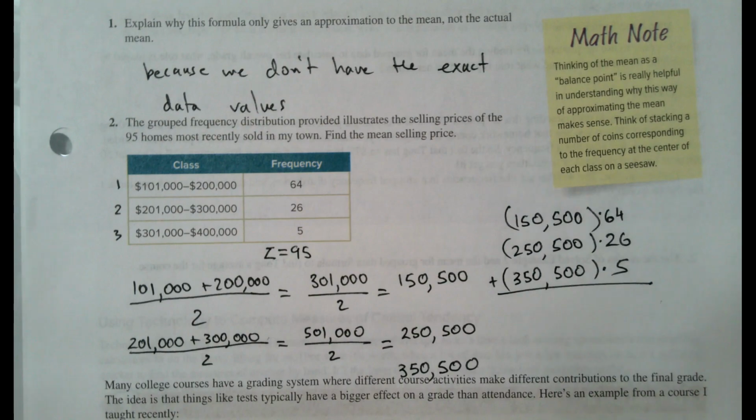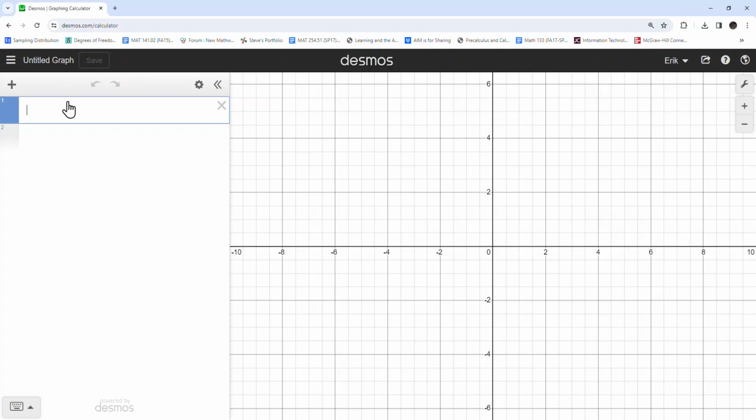I'm going to type this in Desmos because it looks a little cleaner in there. And the way I'm going to do this is I'm going to start with a fraction. And in the top, I'll do the 64 times 150,500, plus the 26 times the 250,500, plus the 5 times 350,500.